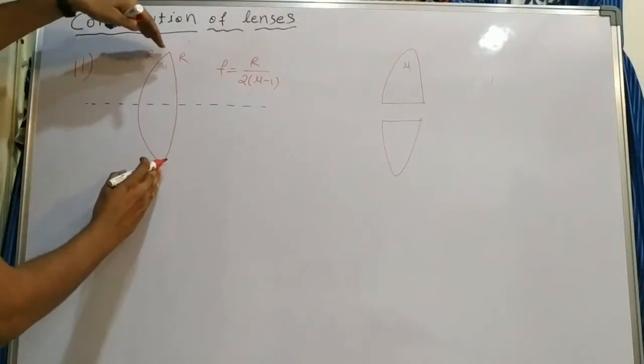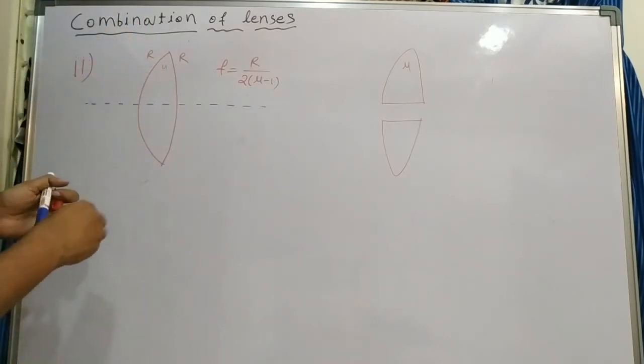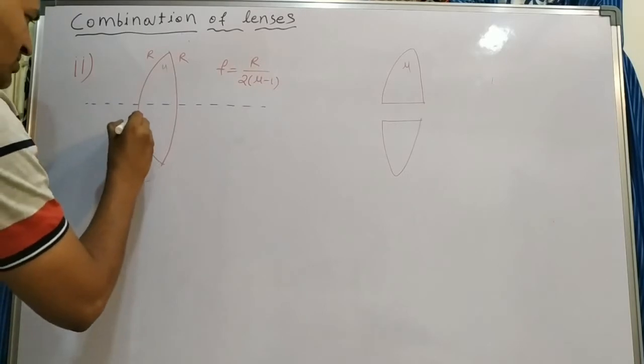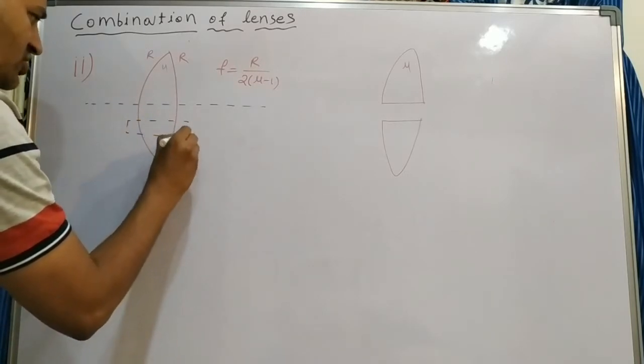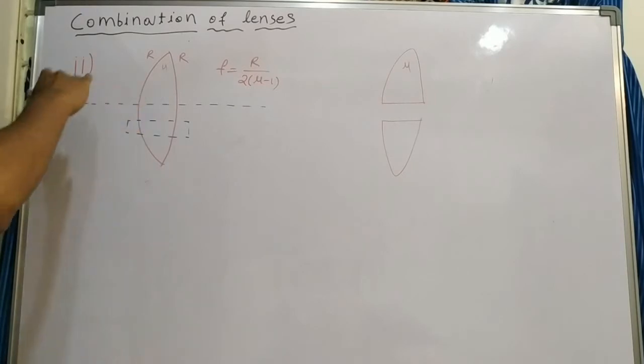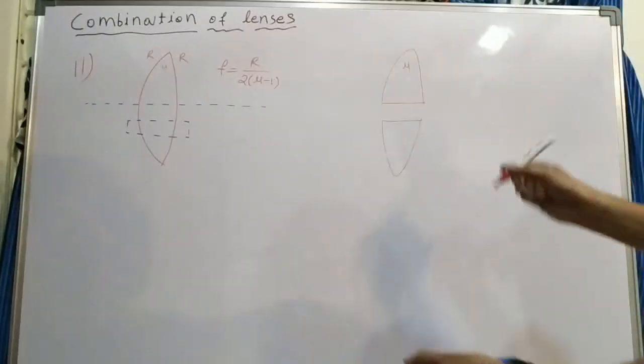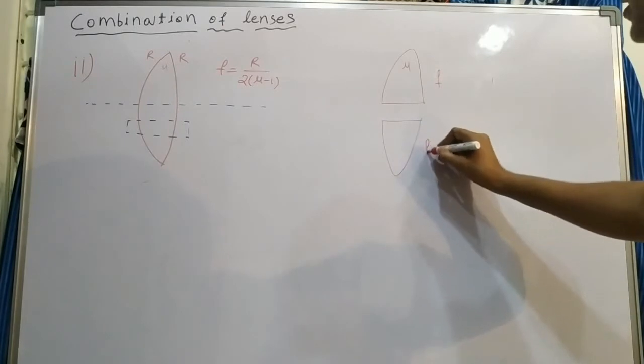You can take this total part, or you can take a small portion. Suppose you can take a small portion which is cut from this. If you take this small portion, what is the radius of curvature? This side R1, this side R2 only we can take. If you cut parallel to the principal axis, there is no change in radius of curvature, so there is no change in focal length. Here it is F, and for each part it is F only.